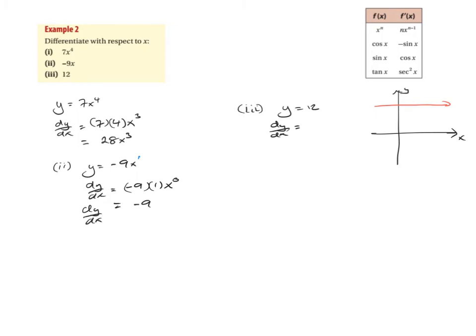the slope of this line doesn't change. It doesn't go up and it doesn't go down, so the slope is equal to 0. So dy/dx of that is equal to 0, and it's a constant. Notice that 12 is a constant. It doesn't matter what constant you get given. If it's a constant, then the differential of a constant, because it's a horizontal line, will always be equal to 0.